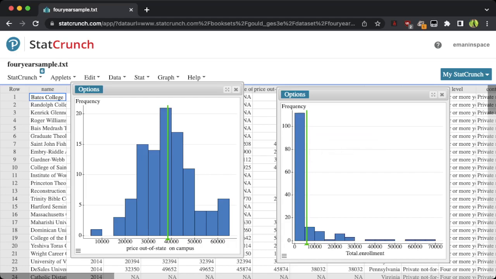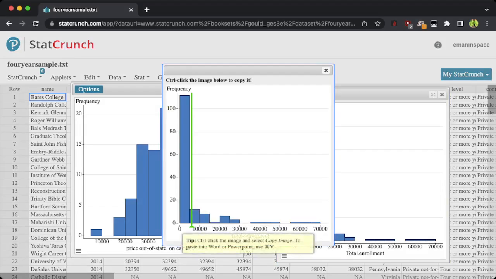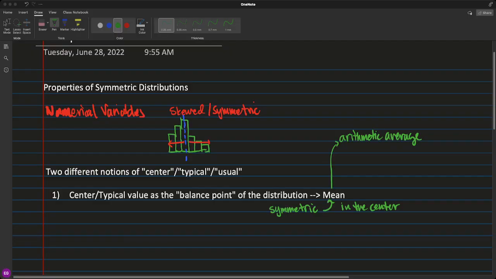What this is saying is that if you literally got blocks that looked like this histogram, where would the balance point of those blocks be? Like if it was one structure made of all those blocks. Here, I'll copy the image and go back. We're going to switch back to Microsoft OneNote.